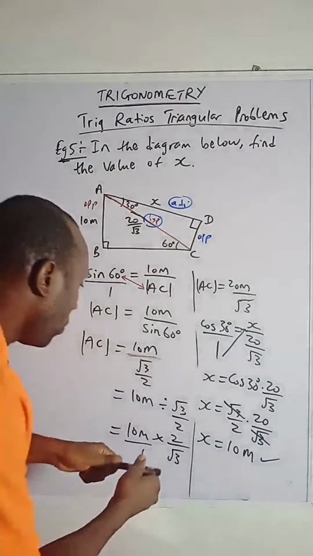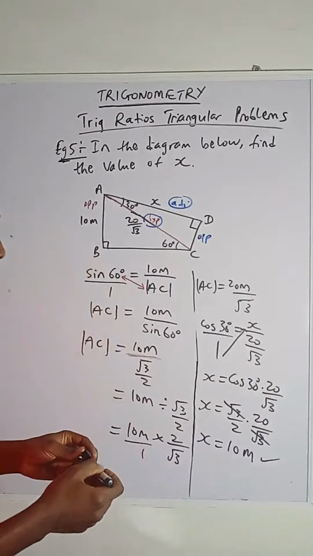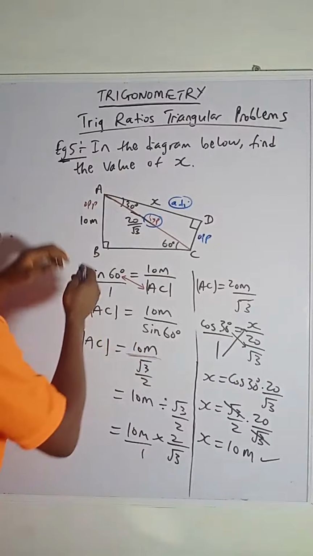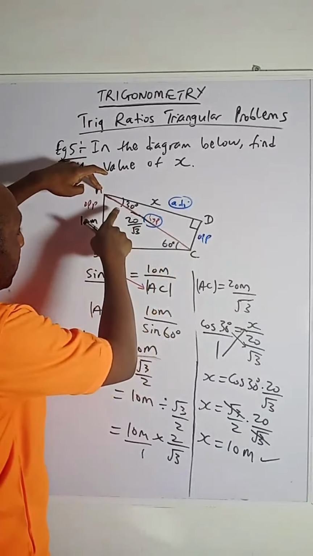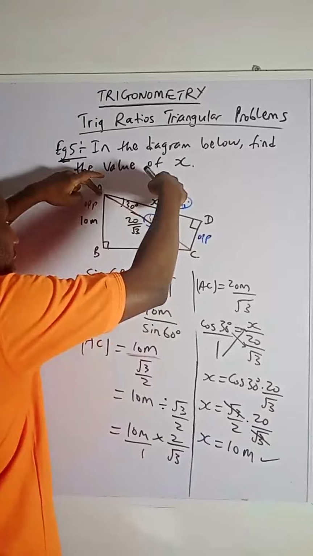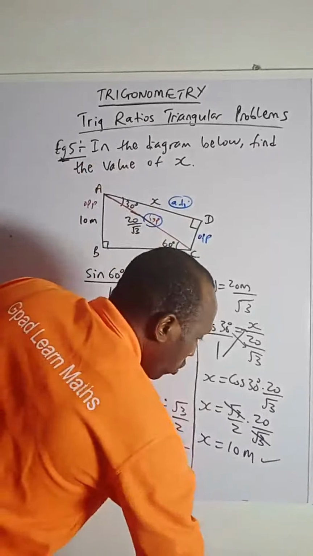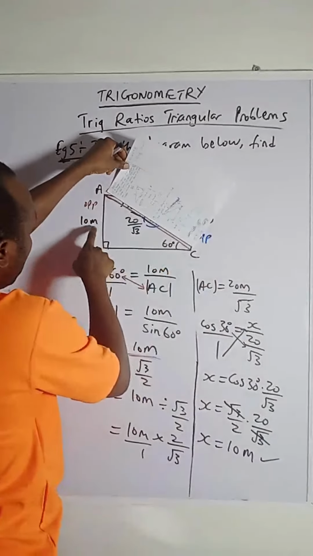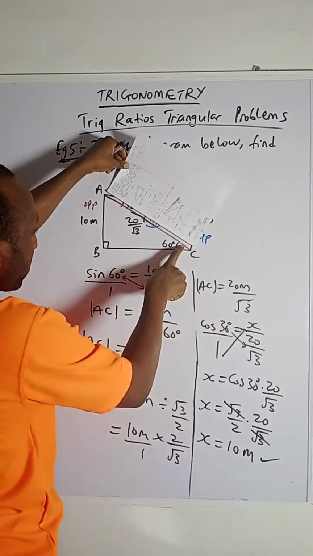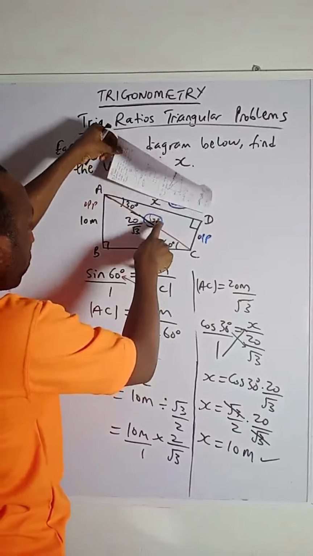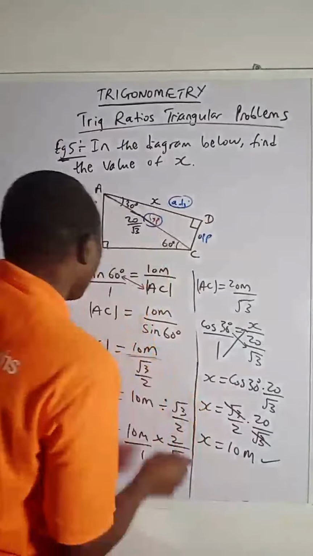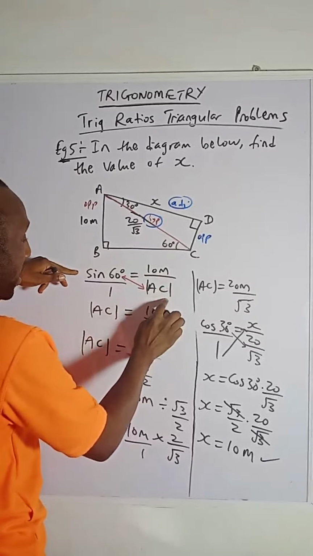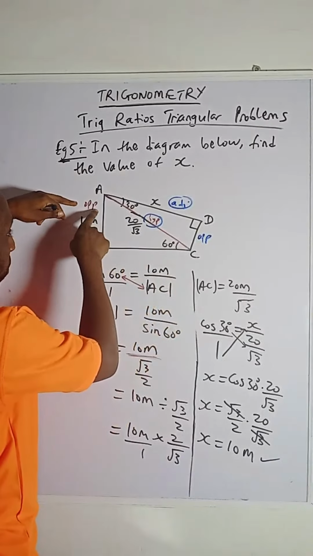Kumar, thank you. So we have completed the last example for today. Now let me just quickly explain this again. AC is what we needed to get to be able to get X. So for me to get AC, I had to use this right angle triangle. You see this? Opposite is the side facing angle 60 degrees. And this is the right angle. This is the hypotenuse. So I needed to get AC. So sine 60 degrees is equal to 10 meters over AC. That's the opposite over what? Hypotenuse.